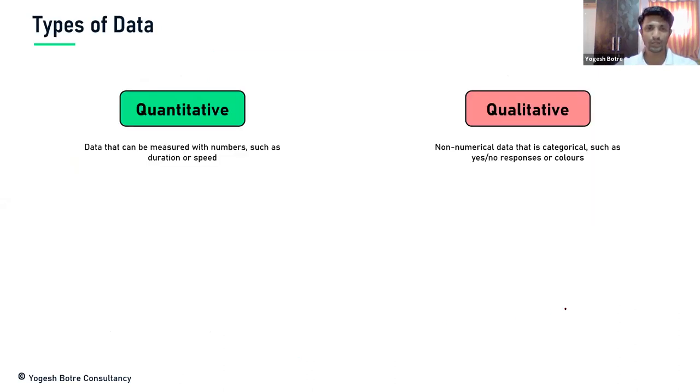So broadly speaking, there are two broad categories of data. Any type of data you will be able to fit into one of these categories: qualitative and quantitative. It is easy to remember. When we say quantitative, it represents some quantity. Quantity means some numbers, some values. And when we say qualitative, it represents some quality of data, some characteristics, some features, some categories of data. That is qualitative.